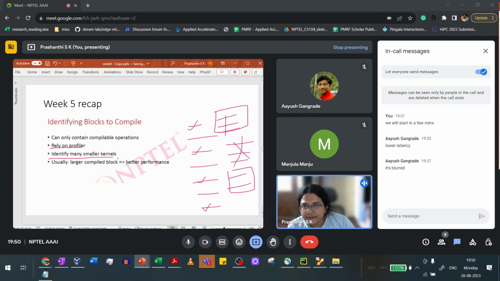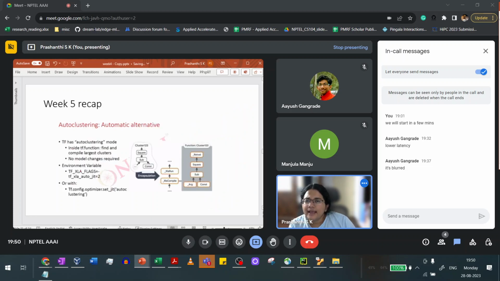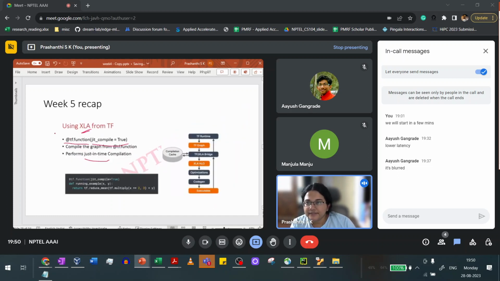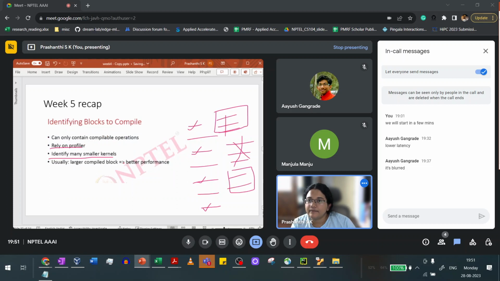So in general, larger compiled blocks mean better performance, because you will have overheads every time you transition out and go back. So the challenge is to identify these blocks. Again, you will see this pattern with a lot of features, where one level of flexibility the framework gives you is that you as a user can figure out what you want to do. For instance, here you can identify which blocks are XLA compatible, and you can use this to compile them. That's one level.